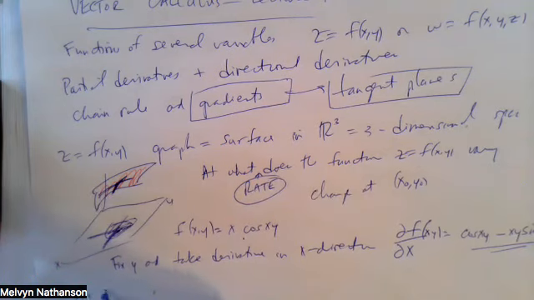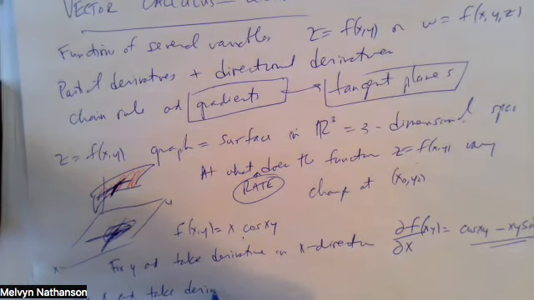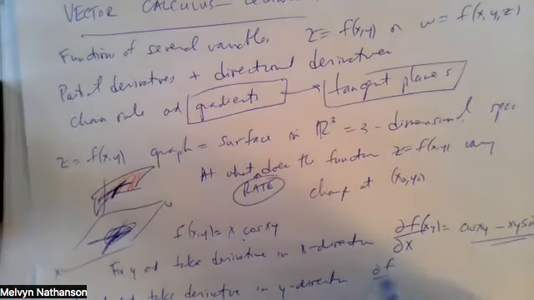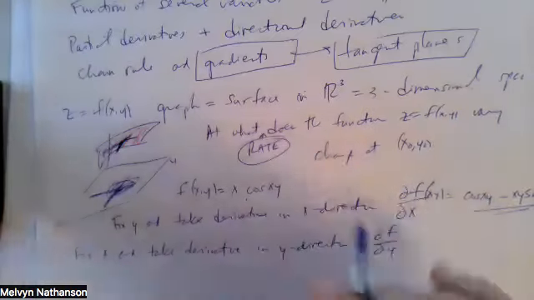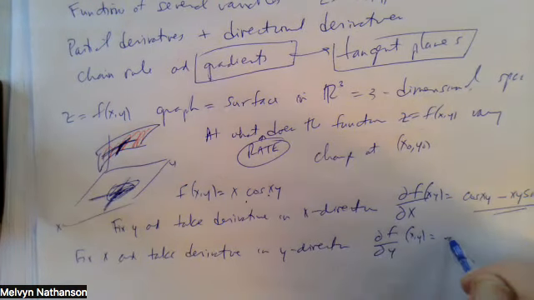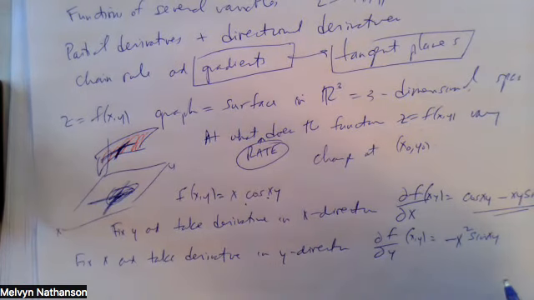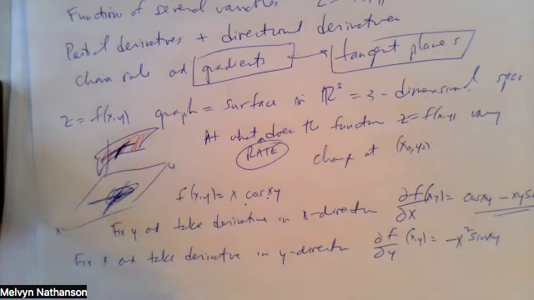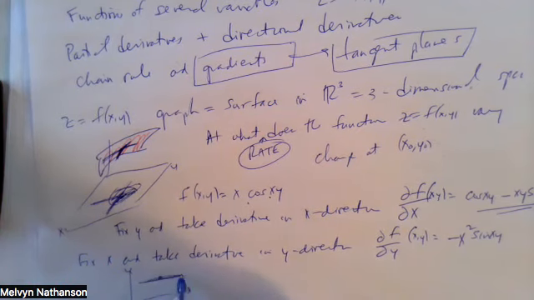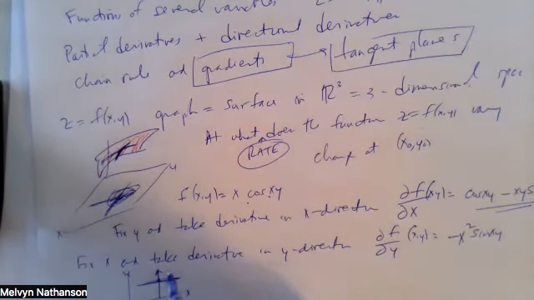If you fix x and take the derivative in the y direction, the rate of change is the partial derivative of f with respect to y at the point x, y. If you differentiate this with respect to y, you get minus sine of xy times x squared. So in the xy plane, you have one rate of change in the x direction, and in the y direction, you have a different rate of change.